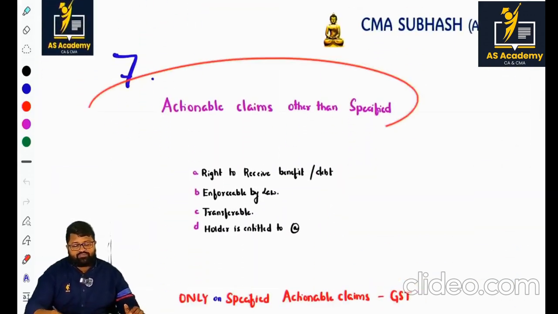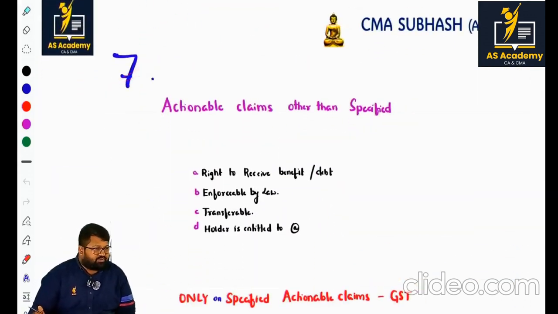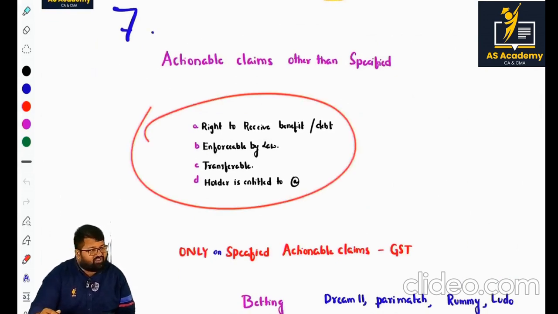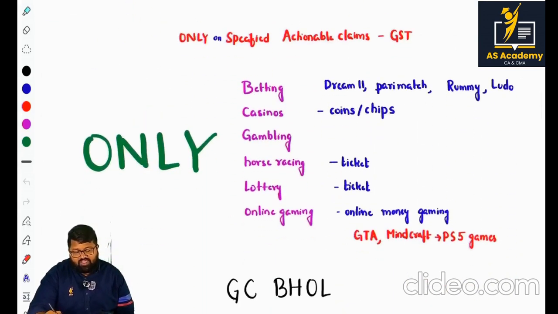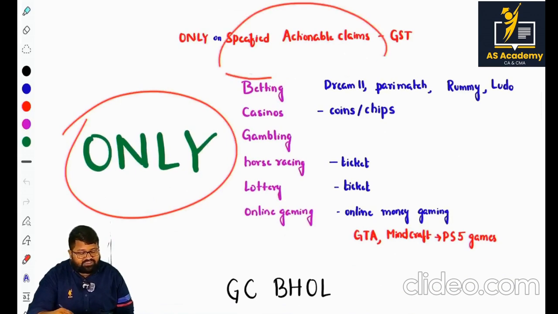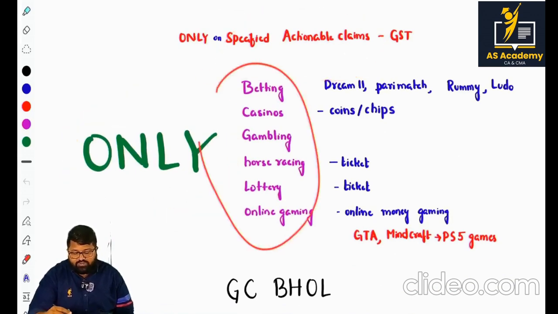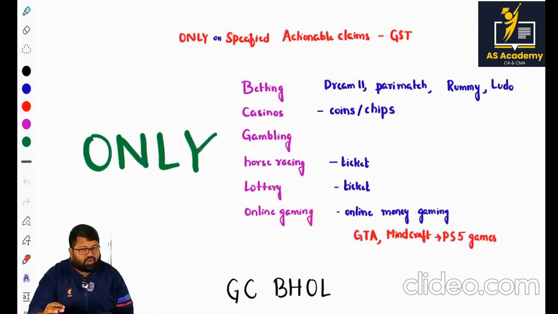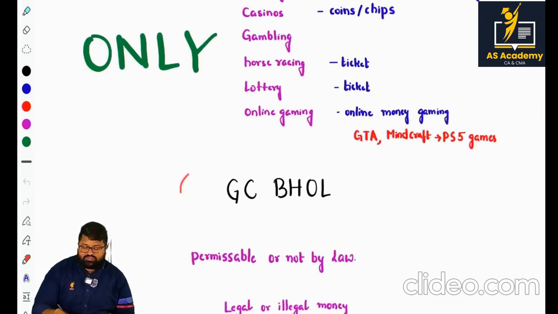Next, what about the 7th one? So what are actionable claims? So if these 4 points are covered, they are actionable claims. Okay. But here only special actionable claims are covered into GST. What are those points? Betting, casinos, gambling, horse racing, lottery and online games, where money is involved mainly. Okay. So what is the mnemonic?